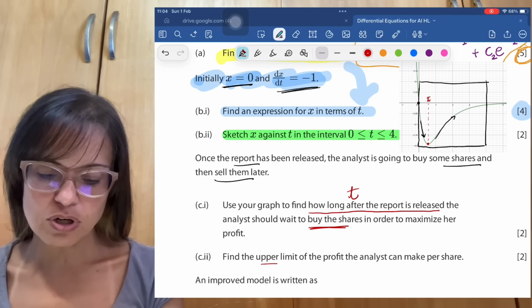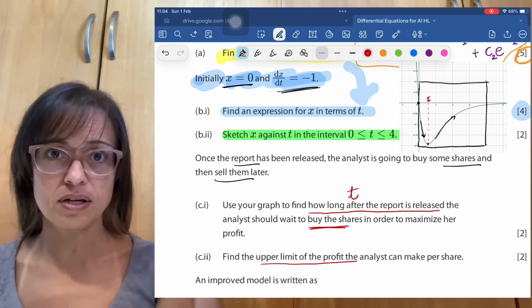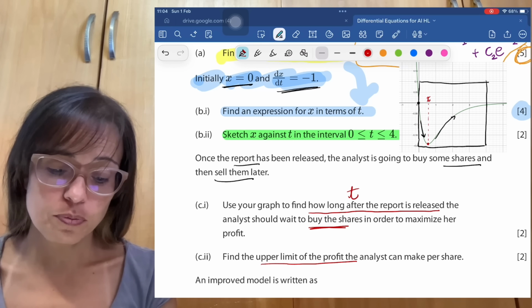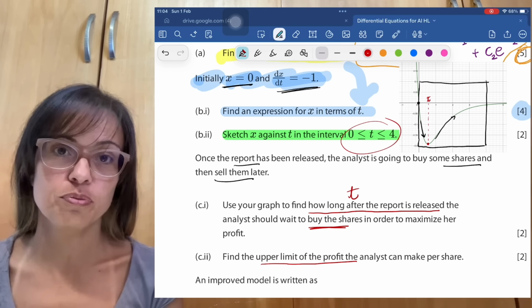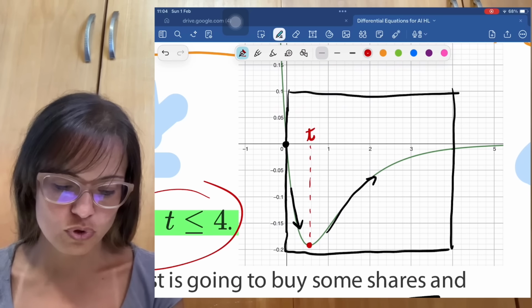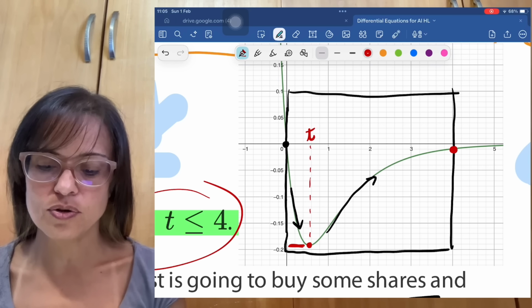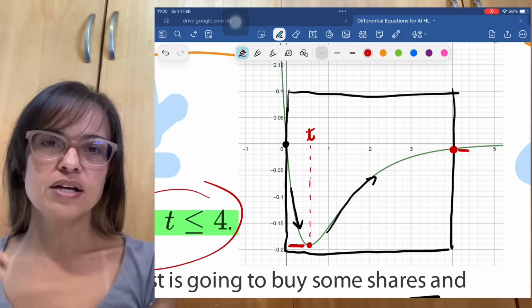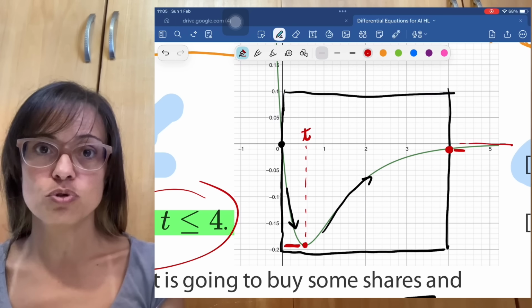Now, the upper limit of the profit that she can make, she should sell at the highest point. Now, if you interpret the question as saying that this should only happen in the interval from 0 to 4, then you're supposed to take the value here and subtract from the value at 4. But I don't think that's what they meant. I think they meant for you to look at the asymptote.